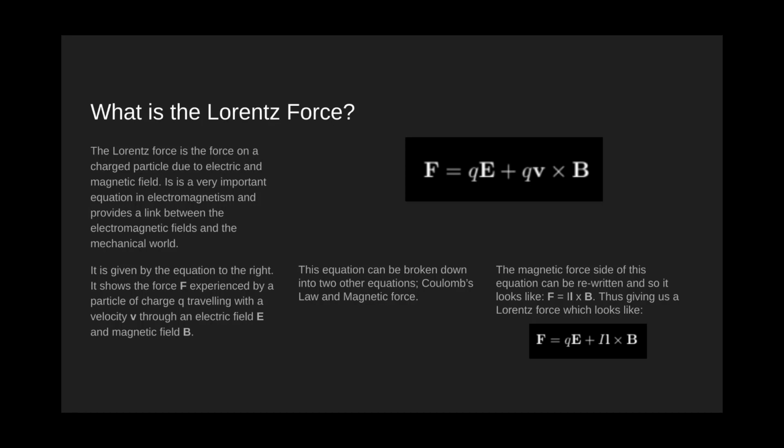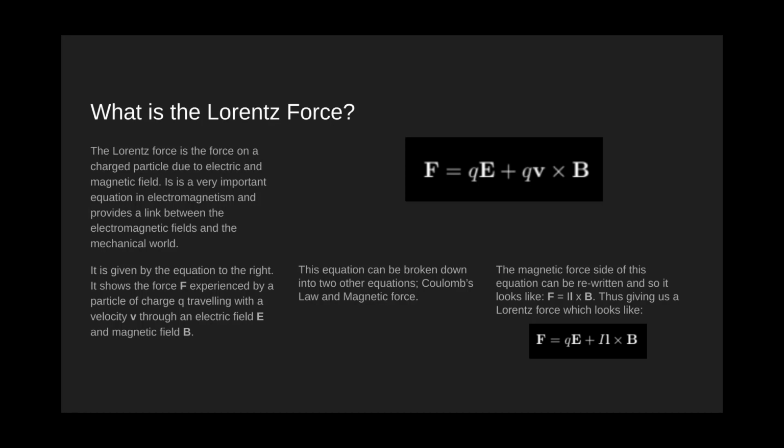So as you can see, this is the equation given. F equals QE plus QV crossed with B, and we've got our E is our electric field and B is our magnetic field here, with Q being the charge of the particle and V being the velocity of the particle. The F, E, V and B's are all in bold because they are vectors, and your Q is a scalar, so it's just by itself.